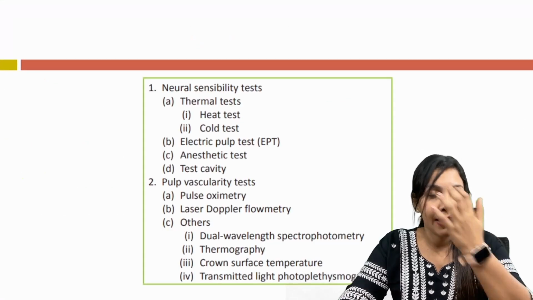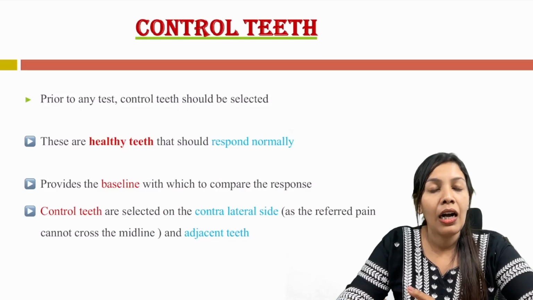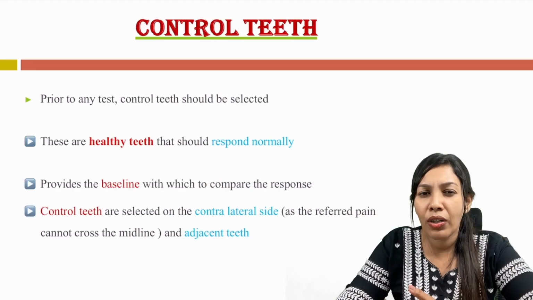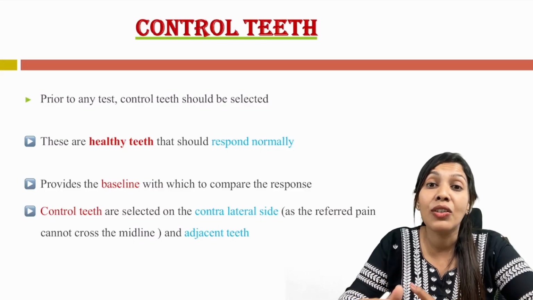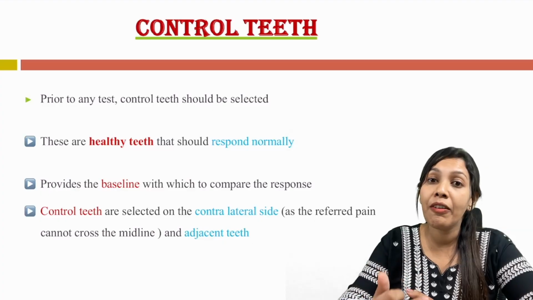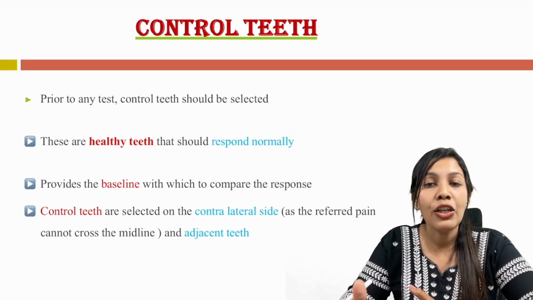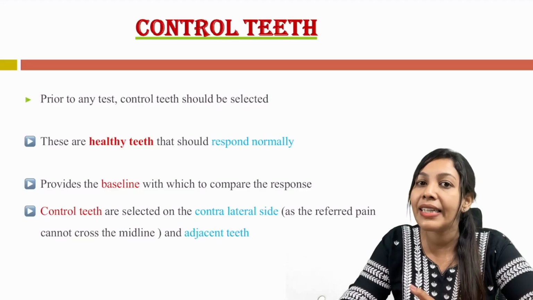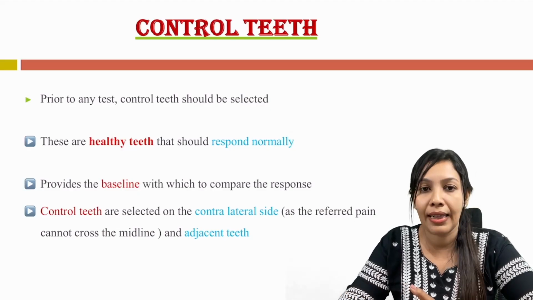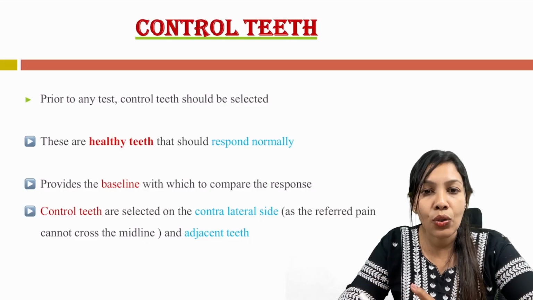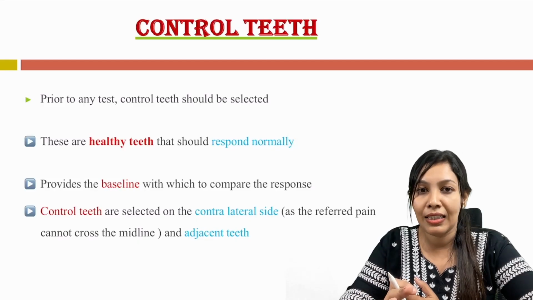Next is the test. As I've already explained, we'll go into an explanation of each. Before going into that test, we need to know what a control tooth is. We will do the test on a control tooth first, and only then go to the diseased tooth, because a control tooth should act normally to indicate that it is healthy, so that we can conclude that the other tooth is not vital or unhealthy. So always the contralateral tooth or the adjacent tooth is selected as the control tooth.